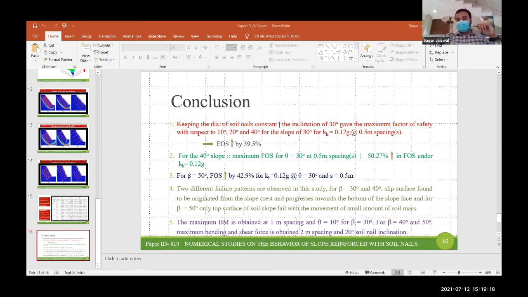Can I have one question, please? Yes, sir. Yes, Mr. Sagar. See, the factor of safety for static condition and dynamic conditions are different, right? Yes, sir. Then how do you compare and say 56% increase? So that percentage increase has been calculated on the basis of the static condition and unreinforced condition, and after reinforcing it with soil nails and applying the seismic force.